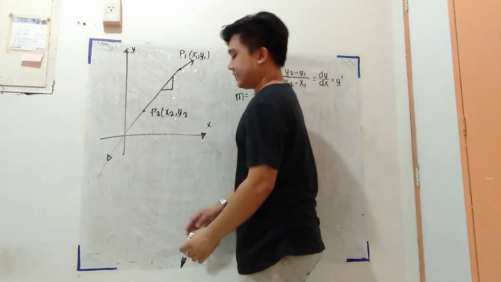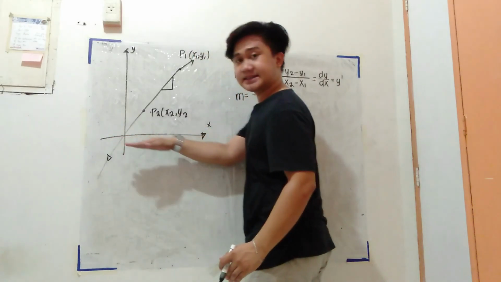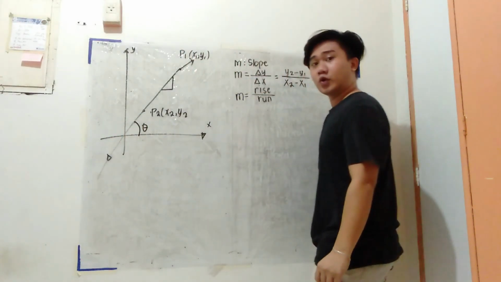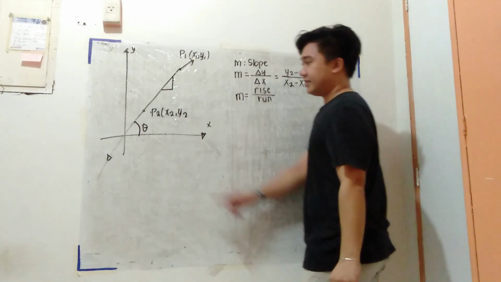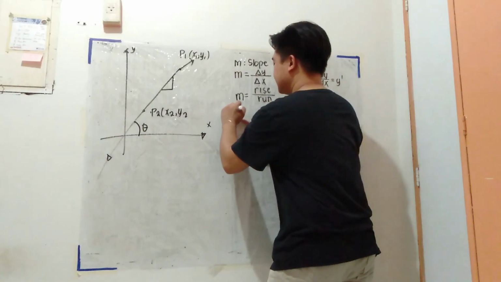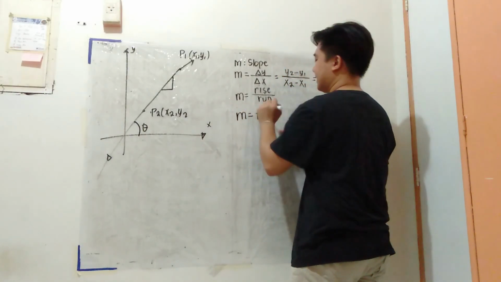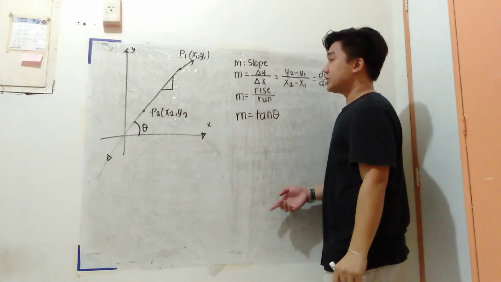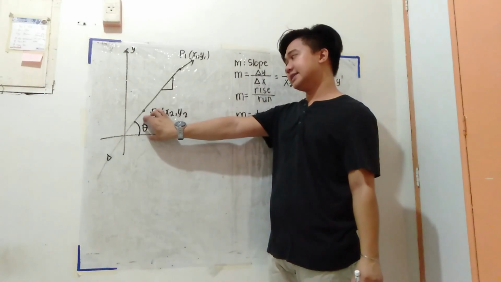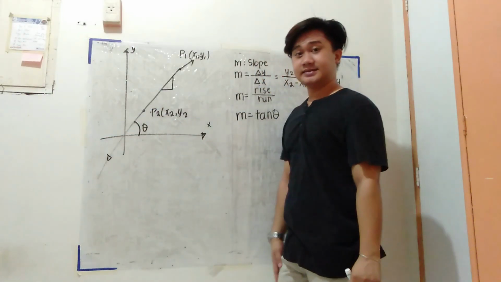And as you can see, this is the line, and this is our x-axis, and you have here an angle that is being formed. Okay? And that angle is related to slope. So, m is equal to tangent theta. Okay, yan po yung relationship ng ating angle tsaka ng ating slope. Yung angle natin is the inclination from the x-axis.